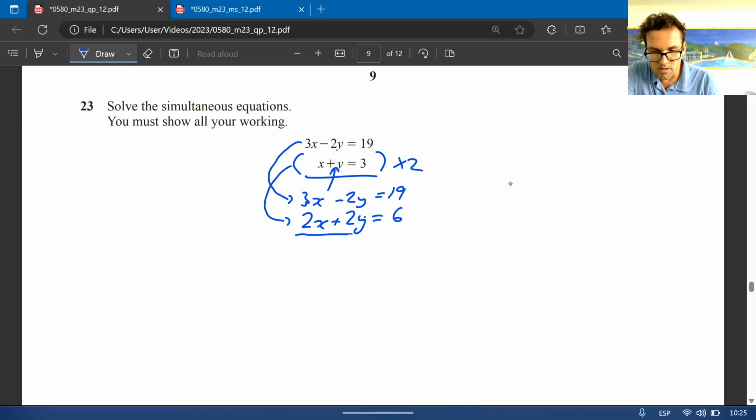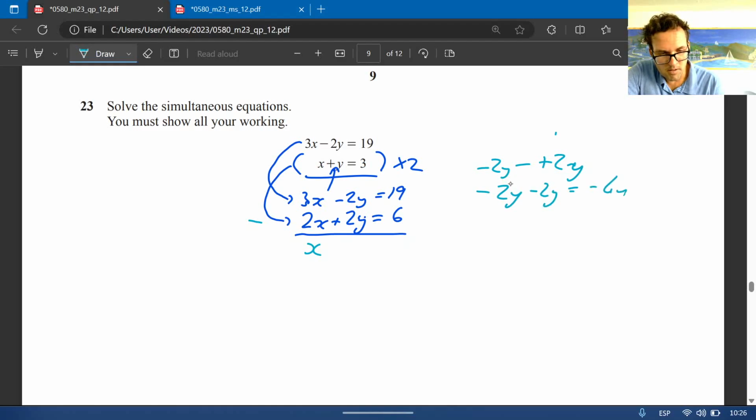Next step is to add or subtract. Let's put another color in here. So, what's going to work? Well, if we subtract, we get 3x minus 2x is fine, and minus 2y minus plus 2y. What's a plus and a minus? It's a minus. So that will give us minus 4y. So subtracting is not going to work. Let's see what happens if we add.